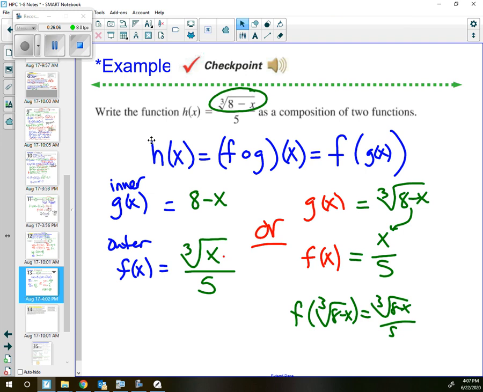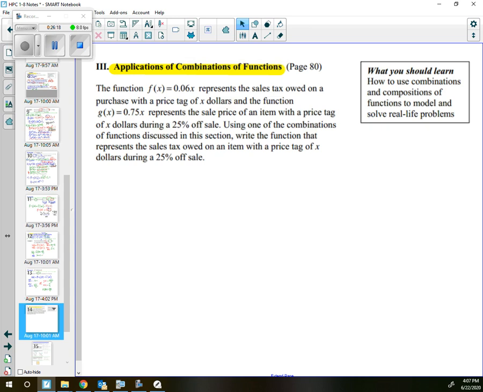So lots of different ways to do this. But again, you can't just have an x. We're looking for ways that you can take a function that's been put together and decompose it, or write it as a composition of two functions. Because in real life situations, that's often what we have, which is what we want to finish up with today.